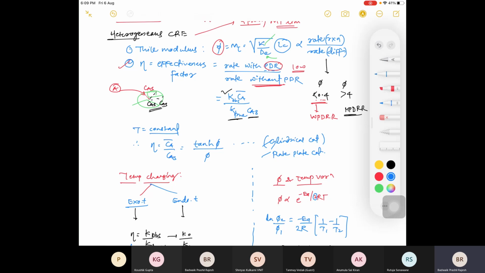So the rate is maximum. Now you know, if I keep the temperature constant, then your k is not changing, because of the Arrhenius equation. If temperature is constant, your rate constant is not changing. So I am just looking at how the concentration is varying. I'm deleting the k term there, and just looking at how concentration is affecting the effectiveness. And we derived this formula, tanh(phi)/phi. This is also important for your semester exam. It is generally asked to derive the effectiveness factor for a cylindrical catalyst and for a flat plate catalyst. So this is generally asked in the exam.